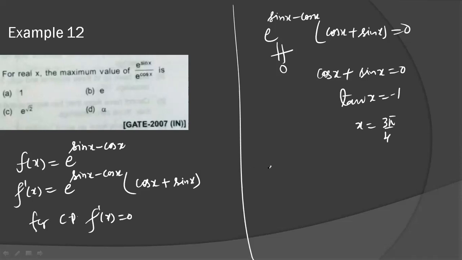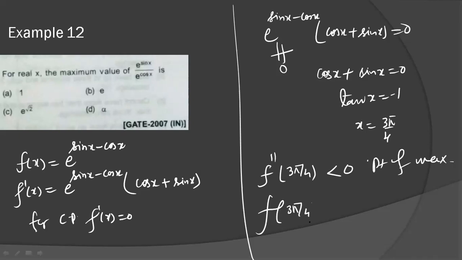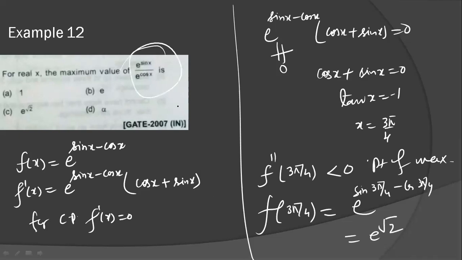So check the double derivative. You can see that the double derivative at 3 pi by 4 is negative. So it is a point of maxima. And what will be the maximum value? Find the value at 3 pi by 4. So e to the power sin 3 pi by 4 minus cos 3 pi by 4 will give you e to the power root 2. You can find. The value we always find from here, and the point we always find from the critical point concept here, and the second derivative or nth derivative gives the nature of the function.